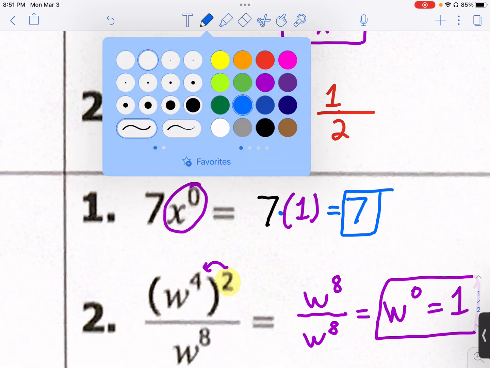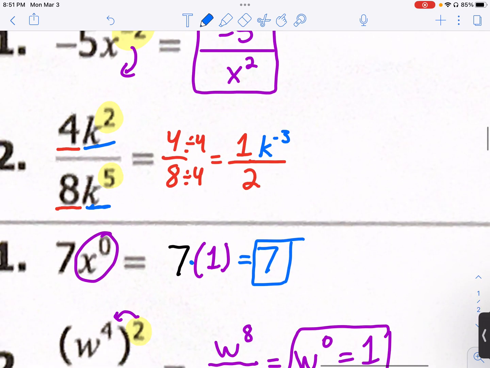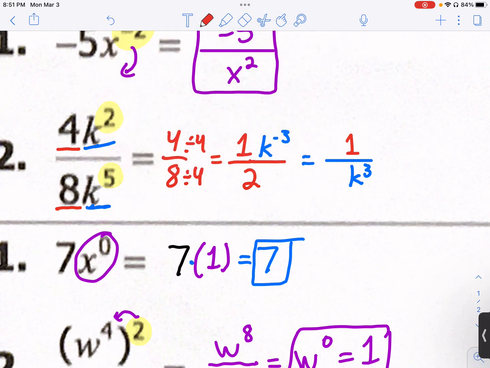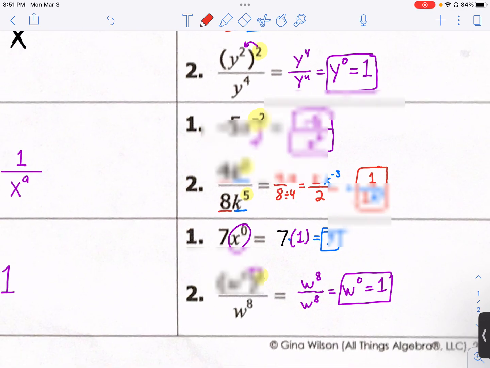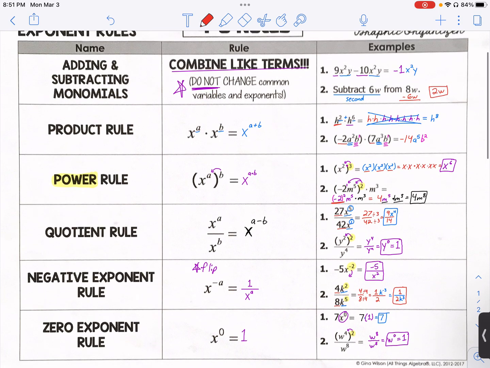All right, from there, I'm going to look at my k's. I will look at their exponents. 2 minus 5, I'm going to get k to the negative 3rd. Now, I cannot leave it like this because that is improper having a negative. So what I must do is I need to flip it to the bottom. So in this case, k to the positive 3rd, and then I'm going to get 1 and a 2. Okay, and that is your answer for that one. All right, so again, this is your properties for exponents.